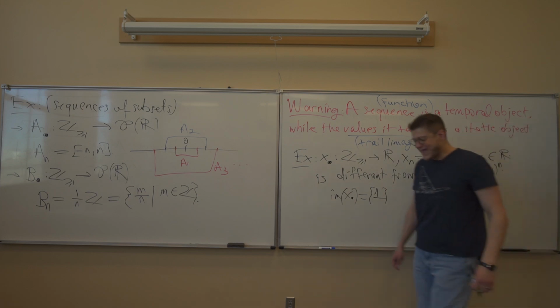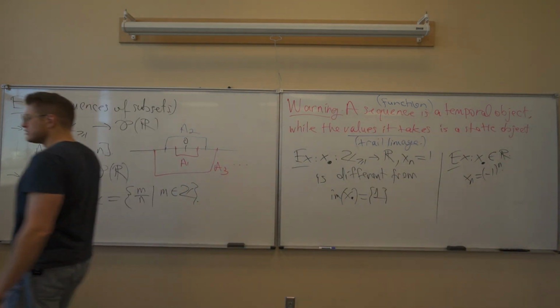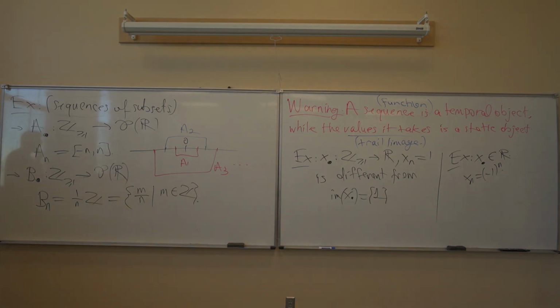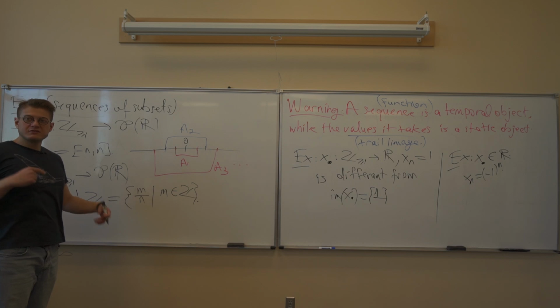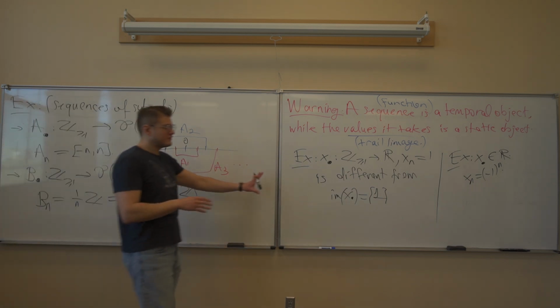So if n is even, my sequence gives the value 1. If it's odd, it gives me the value -1. So the image consists of only 2 numbers, +1 or -1. But the motion that the sequence models is an alternating motion. That's the difference.